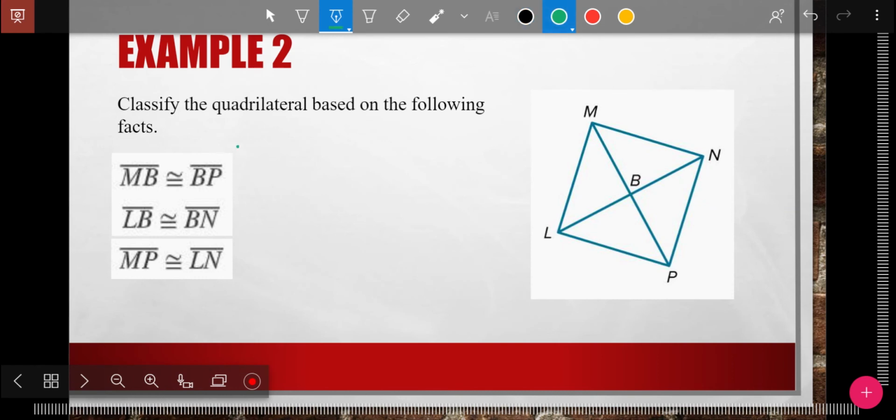All right, let's look at the first two together first here. MB, let's mark it. MB's right here. It's congruent to BP right here. And LB is congruent to BN. So this diagonal got split into 2 equal parts, and this diagonal got split into 2 equal parts. Or you could say the diagonals were bisected.